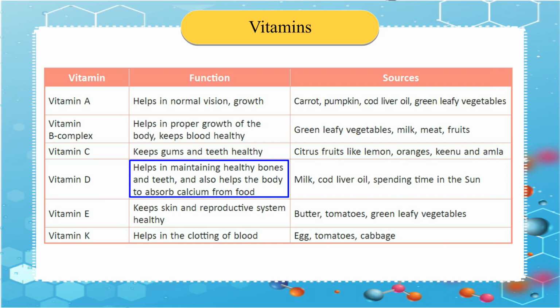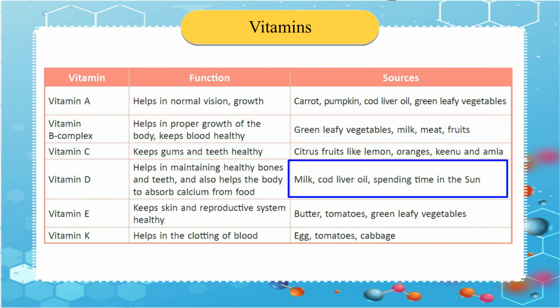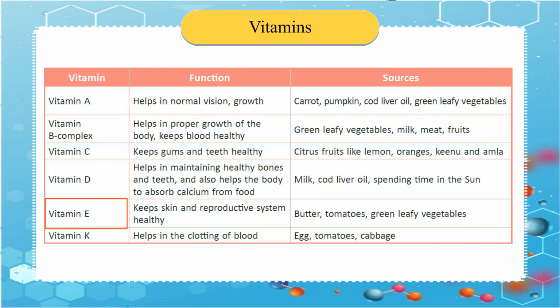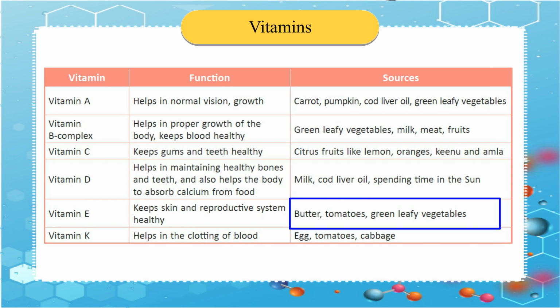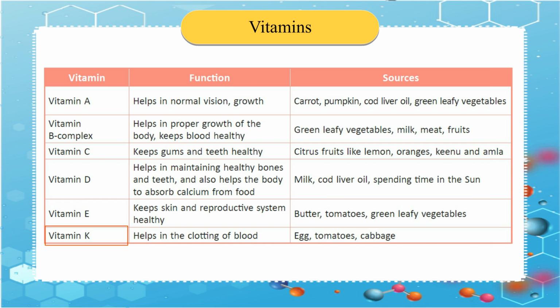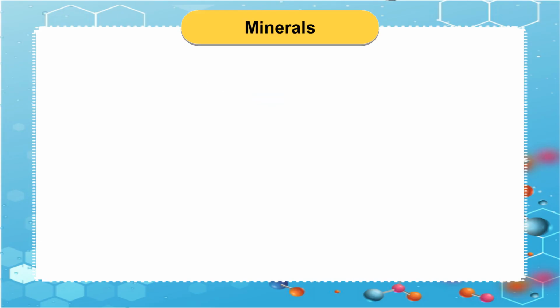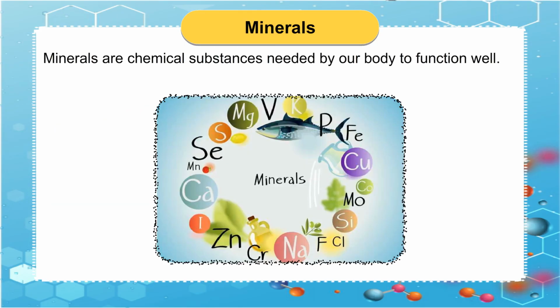Vitamin D helps in maintaining healthy bones and teeth and also helps the body to absorb calcium from food. Sources: milk, cod liver oil, spending time in the sun. Vitamin E keeps skin and reproductive system healthy. Sources: butter, tomatoes, green leafy vegetables. Vitamin K helps in the clotting of blood. Sources: egg, tomatoes, cabbage. Minerals. Minerals are chemical substances needed by our body to function well.